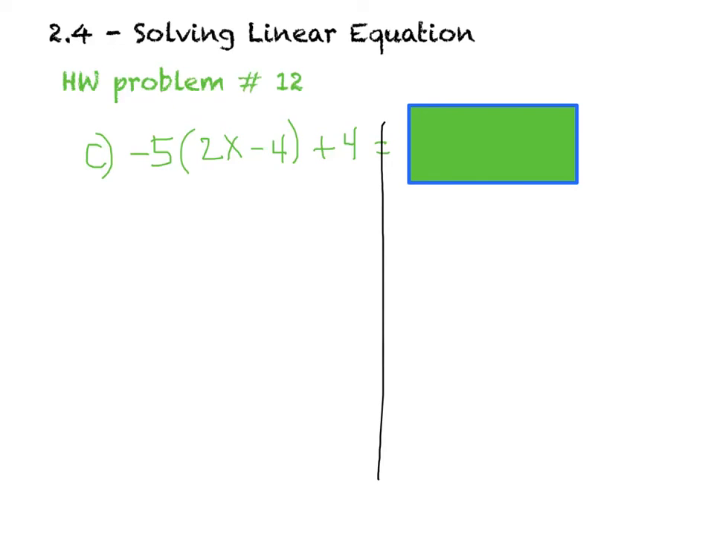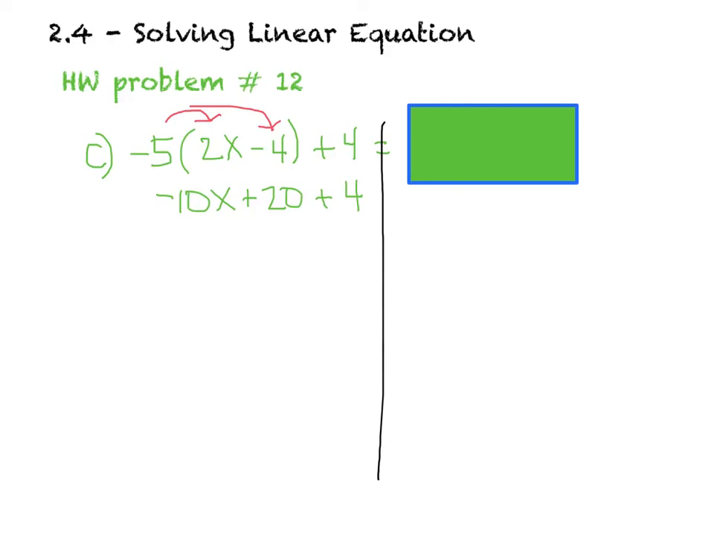We've got a lot going on over here, but hopefully the first thing that we notice is we've got a set of parentheses, and anytime we have parentheses, we should look for the distributive property. So we're going to distribute this negative 5 to both terms inside the parentheses. So we'll go negative 5 times 2x, and we'll go negative 5 times negative 4. Negative 5 times 2x is negative 10x. Negative 5 times negative 4 is positive 20. And then we just drop down this plus 4.